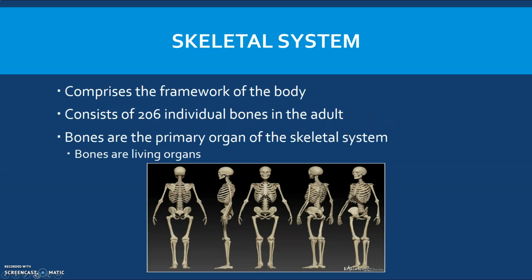The skeletal system consists of bones, cartilage, ligaments, and other tissues that perform vital functions for the human body. The skeletal system comprises the framework of the body. In an adult skeleton, there are 206 individual bones. Bones are the primary organ of the skeletal system, and bones are living organs. They can remodel themselves and help the body respond to a changing environment.